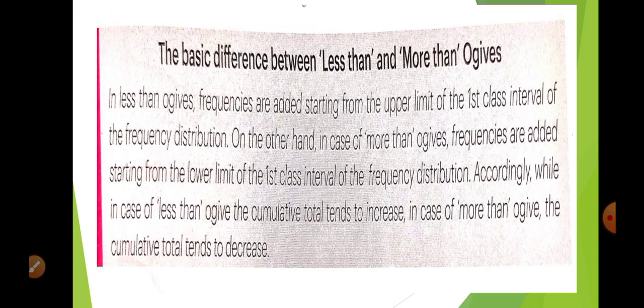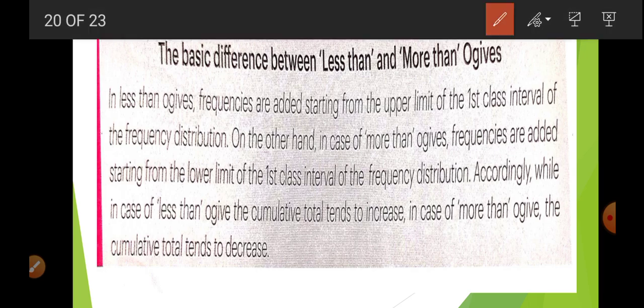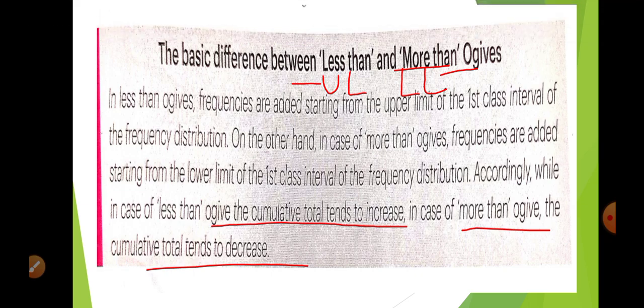Now what is the basic difference between less than and more than? In less than we are going to start with the upper limit, and in more than we are going to start with the lower limit. Here we are going to add by corresponding, and here we are going to start with all. So that is why in case of less than, the ogive tends to increase, and in more than it tends to decrease.